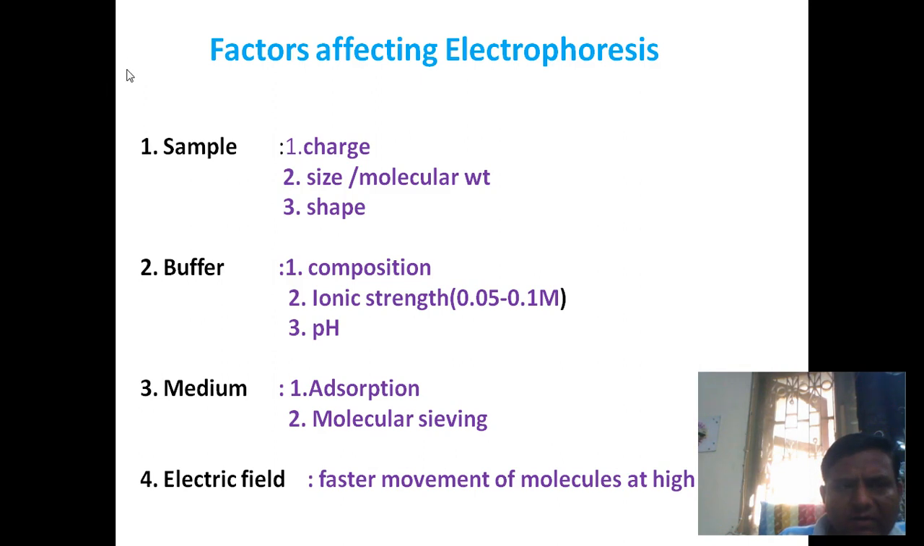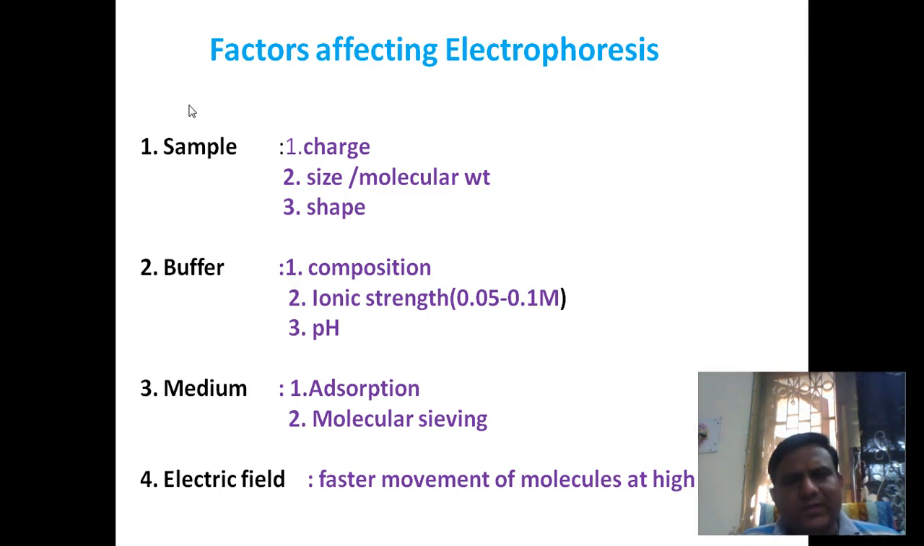The second factor is the buffer. Dear students, when we perform electrophoresis, we require the electrophoretic unit, we require the buffer, and we require the samples. We require the loading dye also and the visualizing dye.